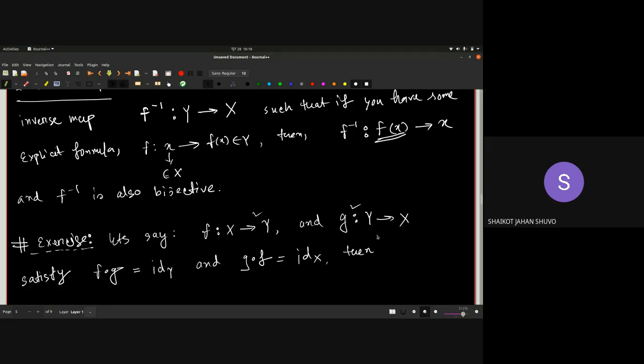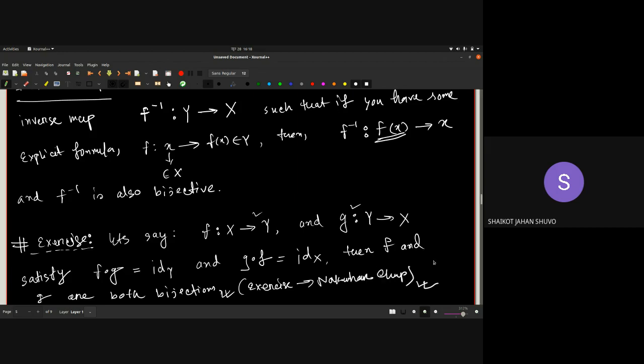Then f and g are both bijections. This is an exercise from Nakahara. Maybe in the lecture notes I have the solution, but I don't want to expose it right now. At first, I want you to try. If you cannot do it, then let me know. I will include the solution in the lecture notes, the one that we take every week. So try to prove this thing. This is an exercise from Nakahara chapter 2. And don't worry, there is no solution on the internet.